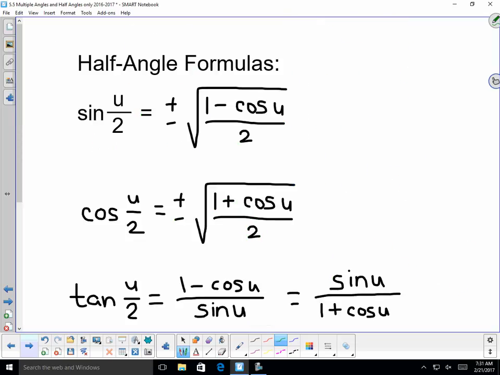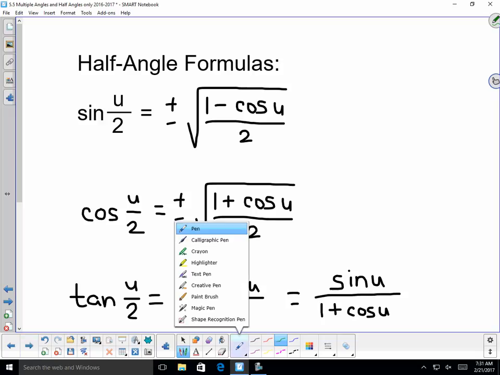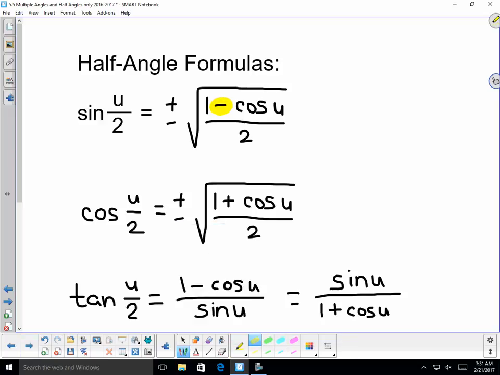Well, first of all, we have to introduce half-angle formulas. The half-angle formulas are sine of u over 2 equals plus or minus the square root of 1 minus cosine u over 2. And the cosine of u over 2 is plus or minus the square root of 1 plus cosine u over 2. So they're the exact same formula, except the sine has a minus and the cosine has a plus. But other than that, they are the same formula.